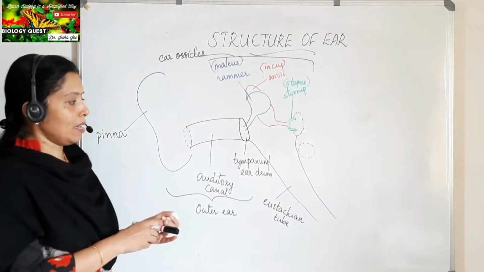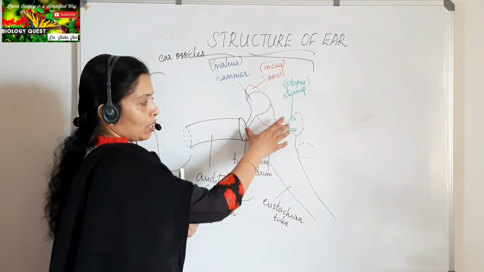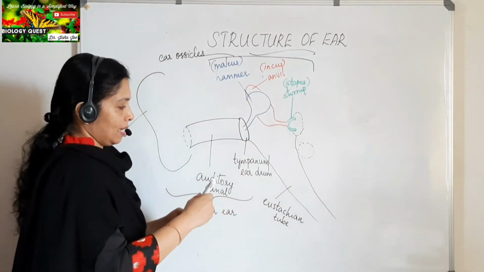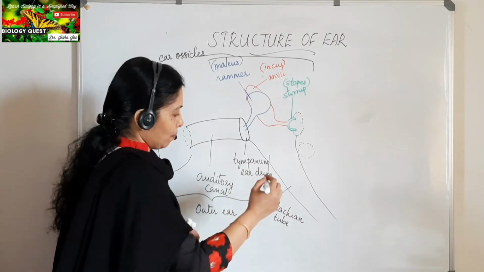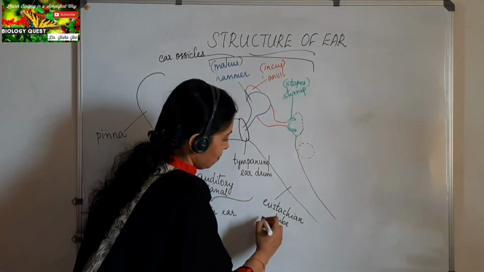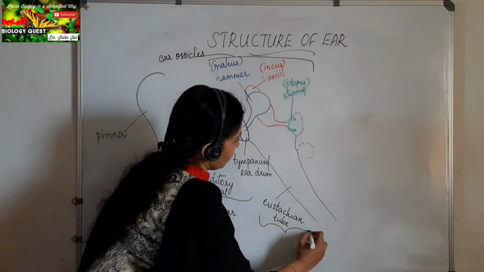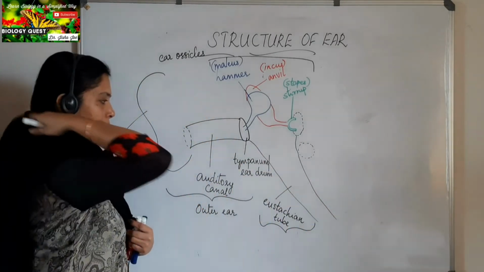So that is the middle ear. The middle ear consists of three bones and the eustachian canal or eustachian tube.